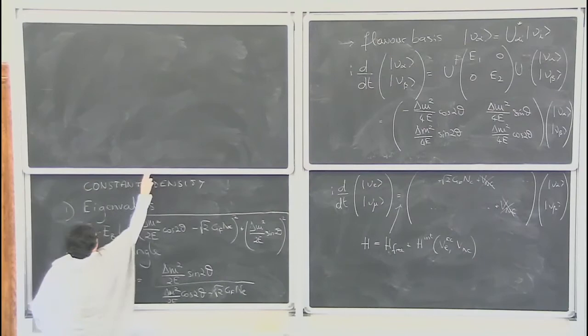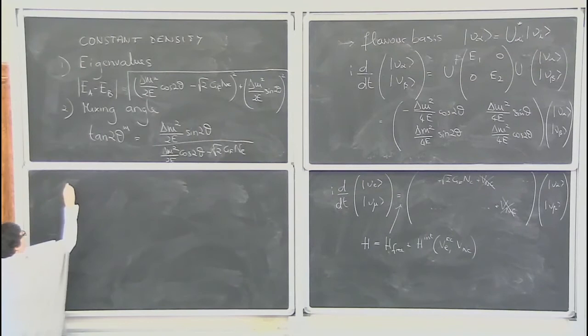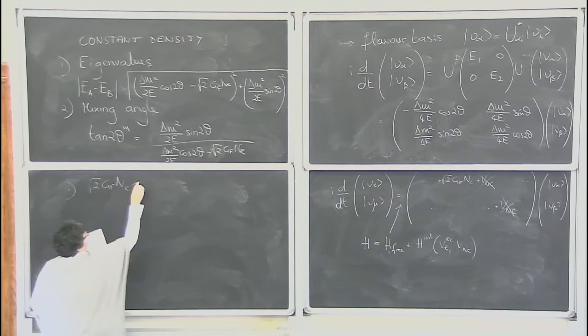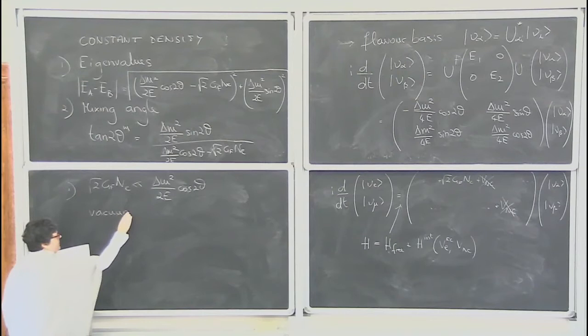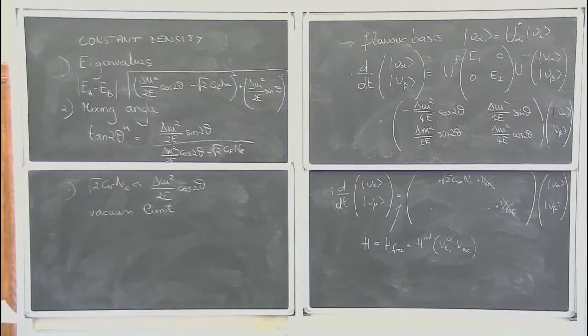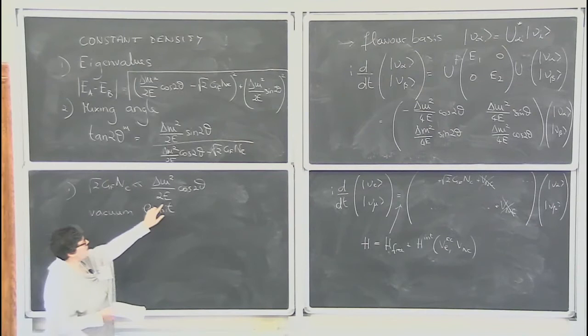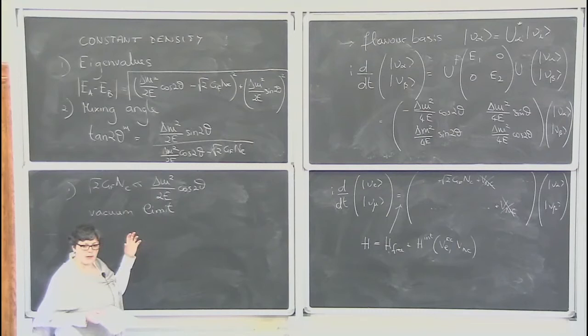So, first case, the simplest case, if you want, is when I can neglect square root of 2 G_F n_e, because it's much smaller than delta m squared divided by 2E cos 2 theta. But this is clearly the vacuum limit, because I must recover the vacuum case. Notice that this is E dependent. So there will be situations in which, for sufficiently low energies, this condition is satisfied.